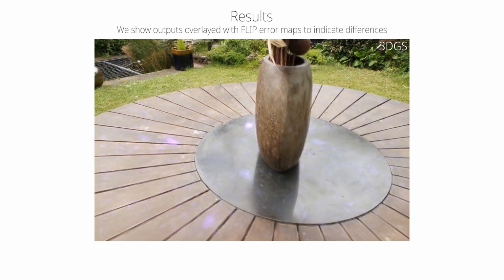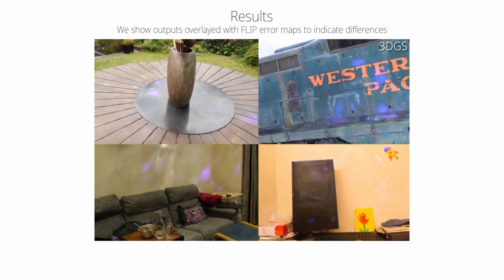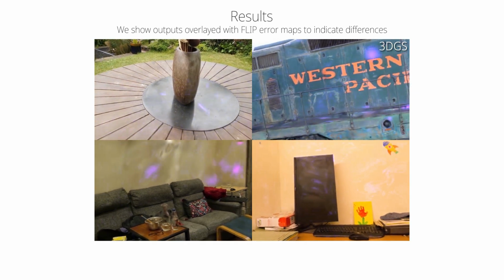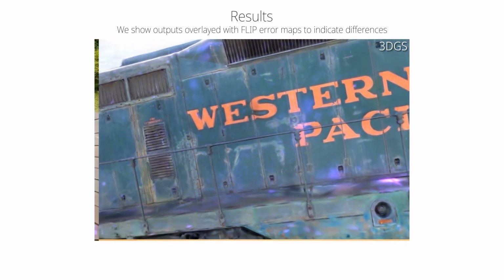Here we show video sequences from 3DGS and our method, with FLIP errors as an overlay. As can be seen, our method completely removes popping artifacts.